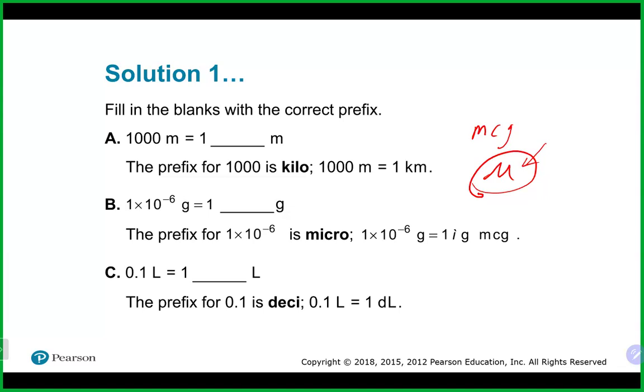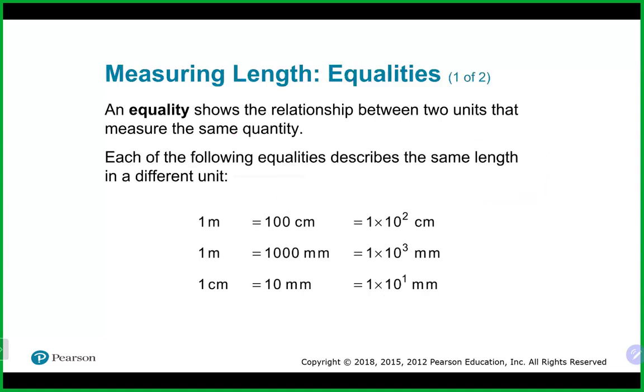0.1 liters is a deciliter. And again, 0.1, right, is 10 to the minus 1 in terms of what it is. And obviously, this is 10 to the minus 6 here for micro. All right, so in terms of length equalities, once again, 1 meter is 100 centimeters. We do use that a lot and see that a lot. There's 1,000 millimeters in a meter, and again, 10 millimeters in a centimeter.